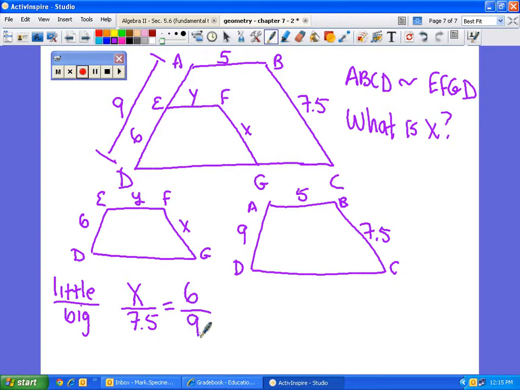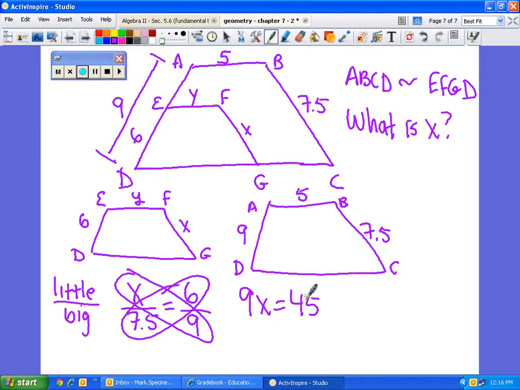Now I have a proportion. I have two ratios, and I know that they equal each other. That makes a proportion. So now all I have to do is cross multiply. So I get 9x is equal to 7.5 times 6, which is 45. So to solve for x, I'm going to divide both sides by 9 to get that x is equal to 5.